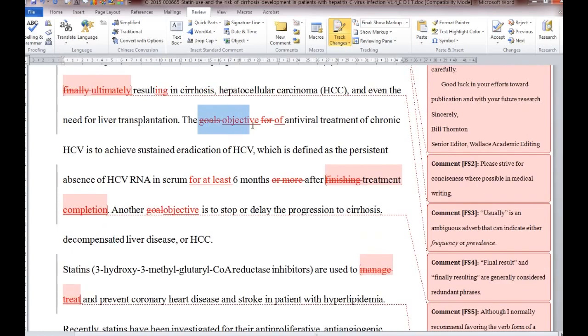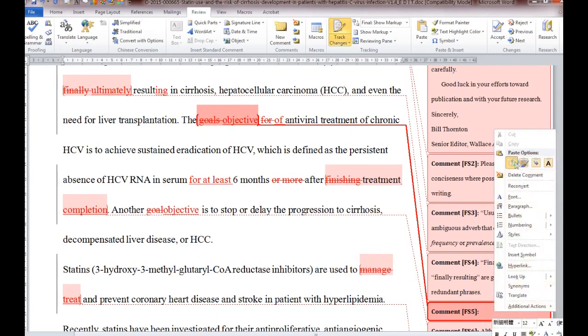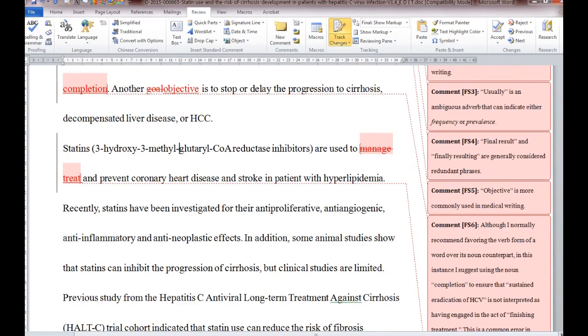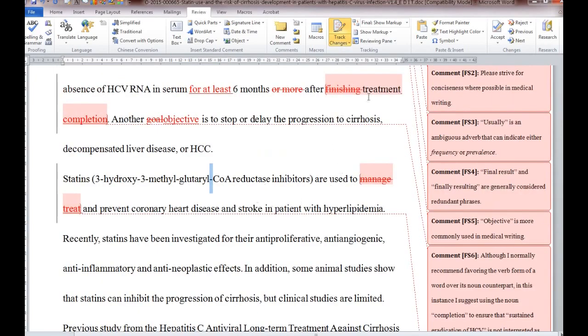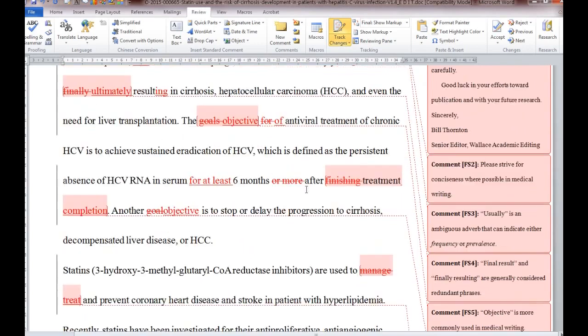Okay, we don't want this eradication, or in this instance, the sustained eradication, to be engaging in any acts of beginning treatment, engaging in treatment, finishing treatment. Using the noun form gets rid of that ambiguity, mitigates it. Okay.